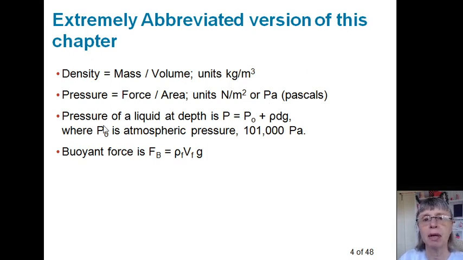We'll learn how to calculate the pressure of a liquid at depth, because the deeper you go in a liquid, the more pressure there is. We'll be using this equation, that total pressure is equal to ambient pressure plus rho dg, and that rho naught is the atmospheric pressure. Most of the time it's air pressure, 101 pascals. We'll also be learning how to calculate the buoyant force, and I'll go through this in more detail. About half of these slides cover the buoyant force.